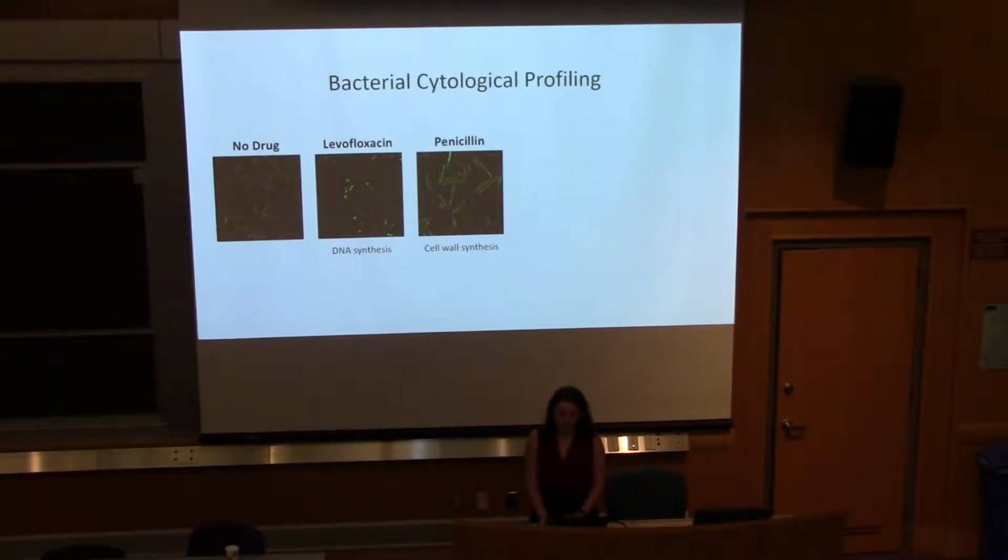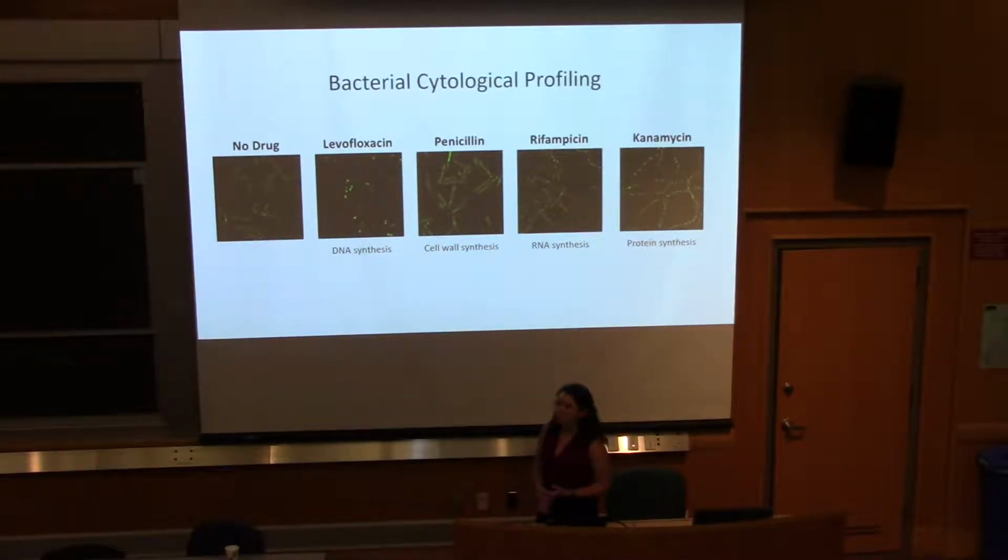In cells treated with penicillin, a cell wall synthesis inhibitor, you can see really obvious differences in the shape and size of the cells. And you can also see obvious morphological differences in cells treated with rifampicin and kanamycin. These phenotypic differences are not only visible under the microscope, but are also quantifiable. We can process them into data that can then be analyzed using various models.